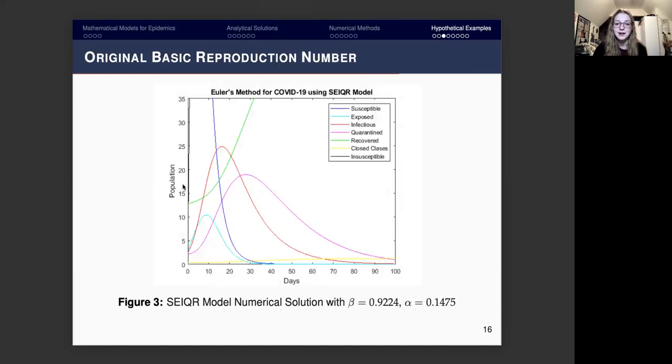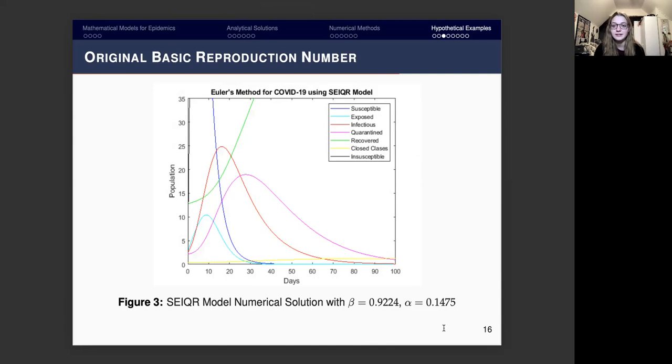So first, we're going to look at what our original reproduction number was. The reproduction number takes into consideration the infection rate and also our protection rate. This is our original graph that we just saw a second ago when we were doing our numerical method for Euler's method. So we have our beta here is 0.9224, and our alpha here is 0.1475.